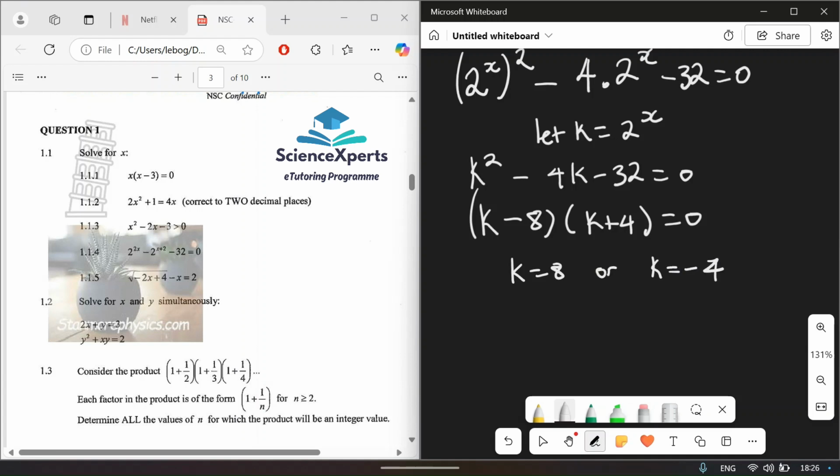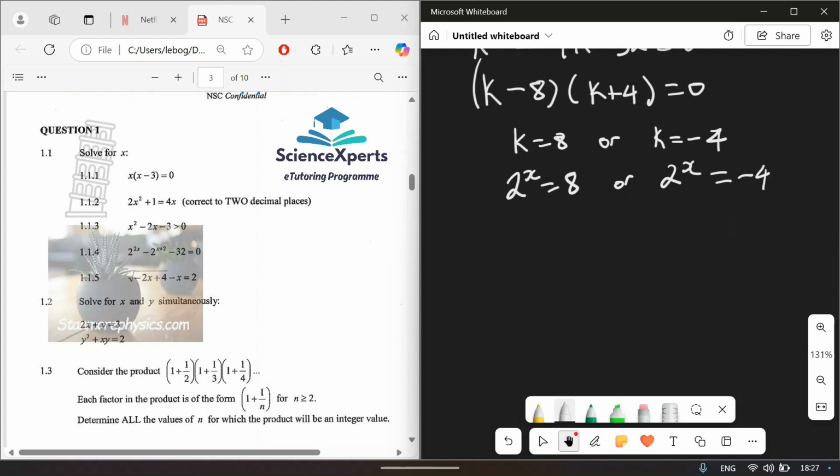Remember the question said solve for x, not k, right? So I'm going to have to bring back that 2 to the power x and equate it to 8. Also 2 to the power x equated to -4, right? So 8, I can write it as 2 to the power 3, so meaning that I have the same base, I can drop the bases, and x will be 3. That's my solution there. Now let's check this one. 2 to the x equals -4.